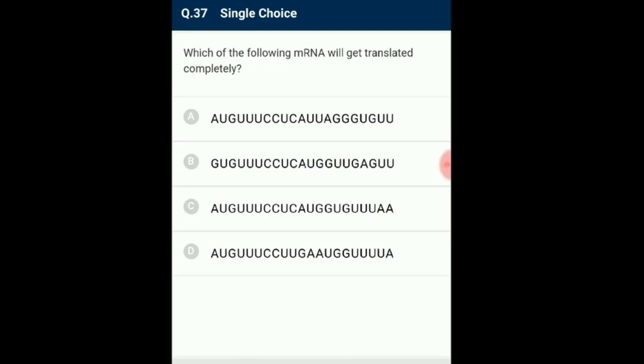AUG triplet is the initiator codon whose presence is a must at the start of the sequence to initiate the translation process. Without AUG, translation for that sequence will not occur. Also, AUG codes for amino acid methionine. So the answer for this question is option C.